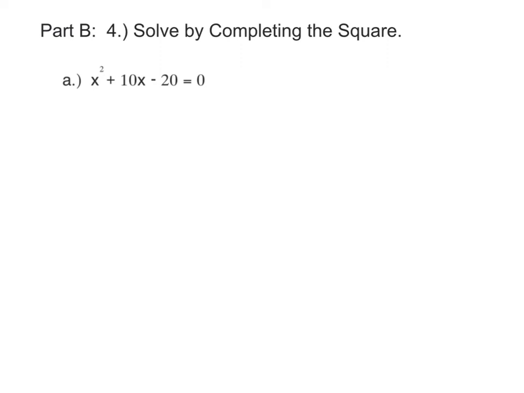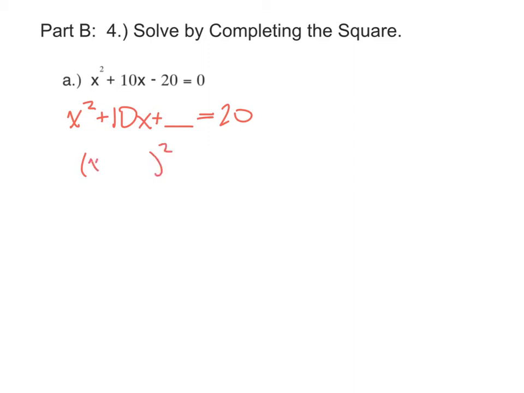In problem 4, we're going to complete the square again, but I promise that the answers will not be as nice as they were in problem 3. So in order to get ready to complete the square, we need to add 20 to both sides. All that does is give me the room to add my constant.